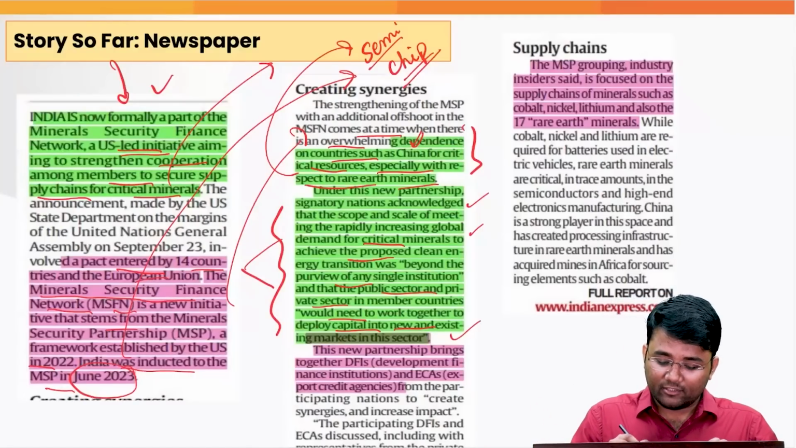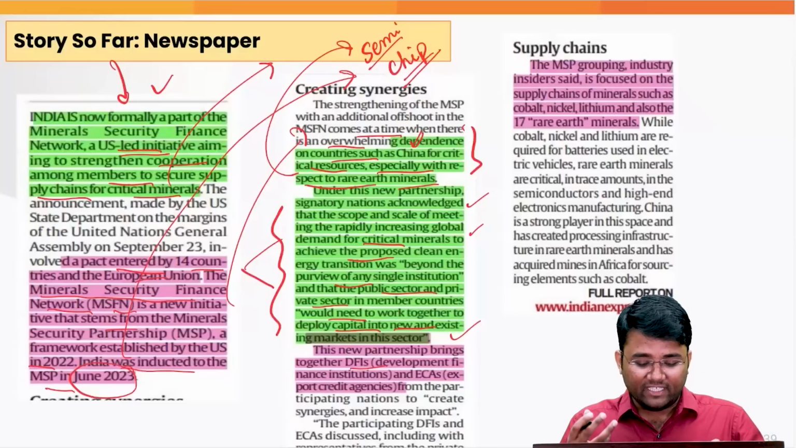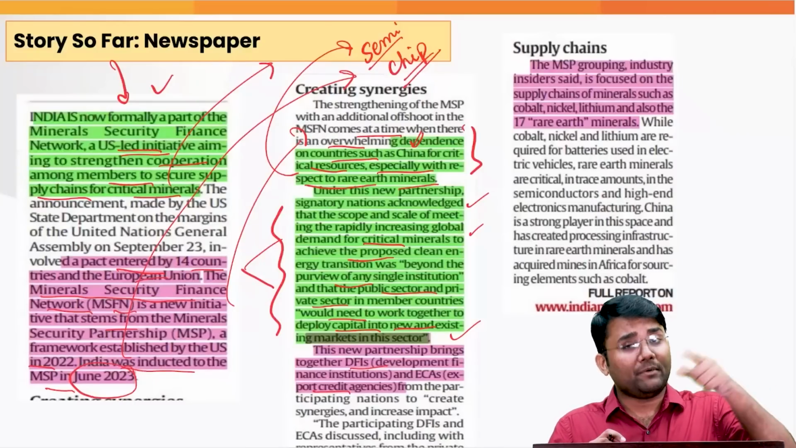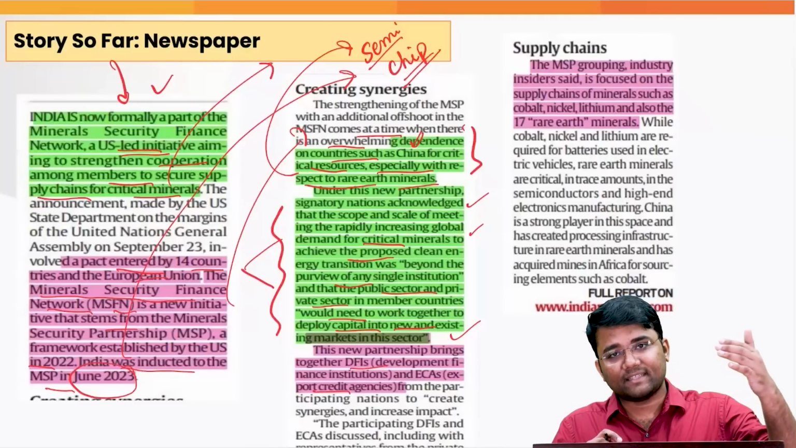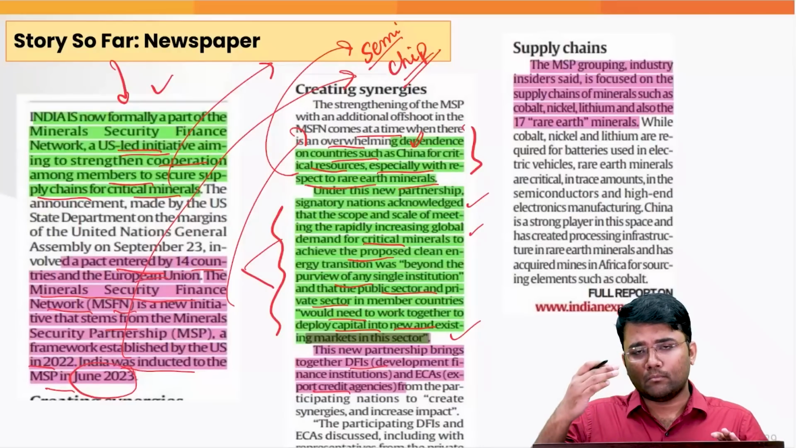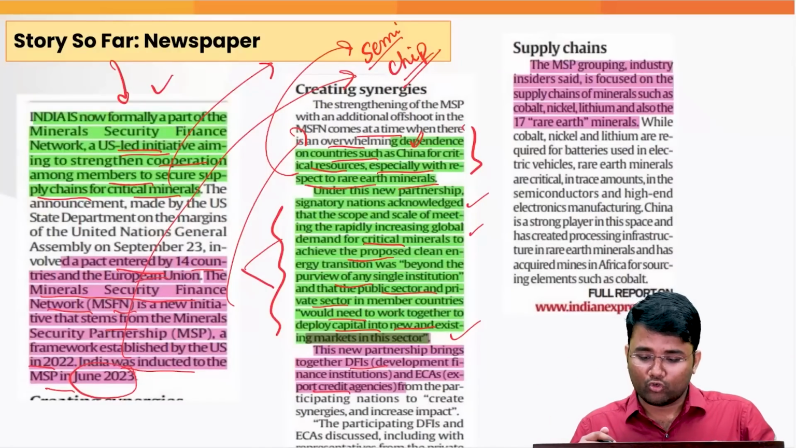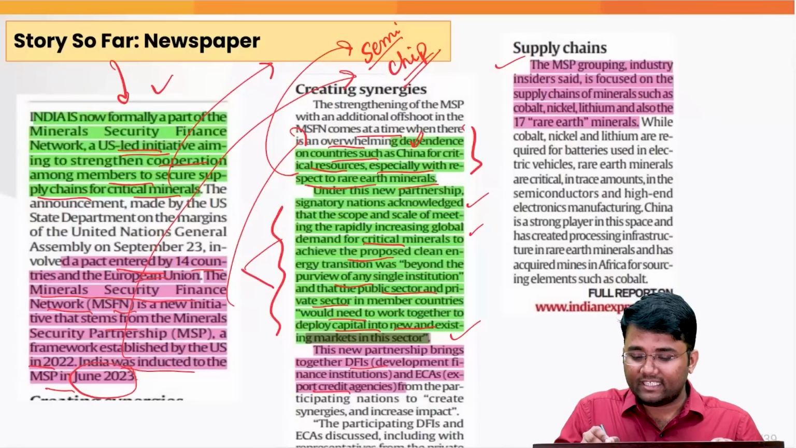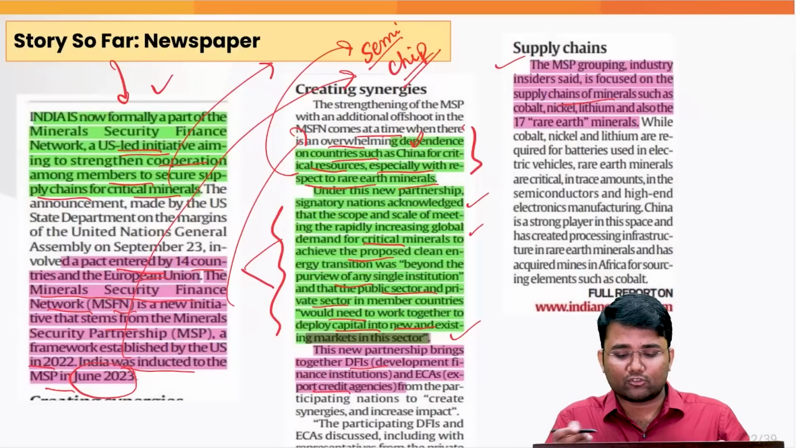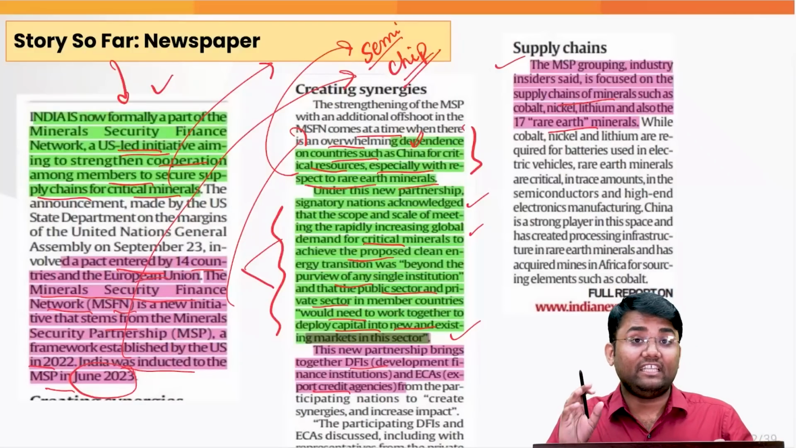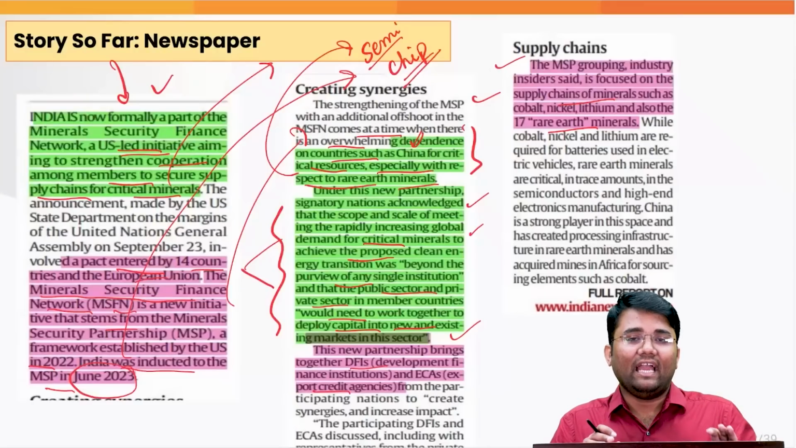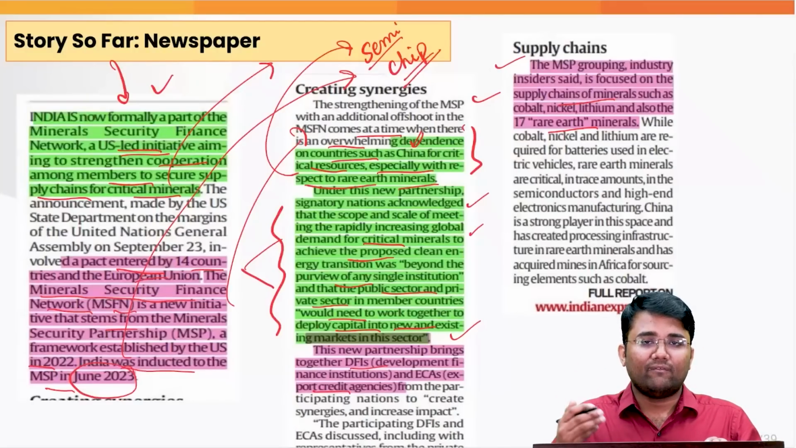Also, as I have said, the new partnership brings together development finance institutions and export credit agencies, so that capital can be provided and the supply chain can be made much smoother as well as robust. Industry insiders said this MSP grouping is focused on supply chains of minerals such as cobalt, nickel, lithium and also 17 rare earth minerals. So India can get better supply as well as better accessibility and affordability of these minerals by joining this network.